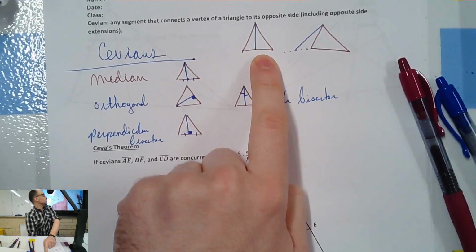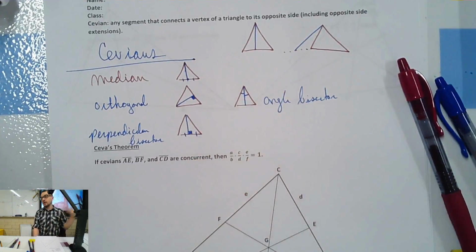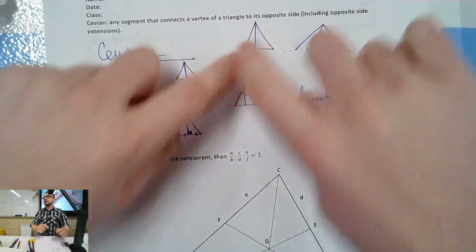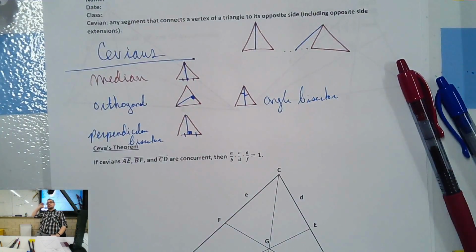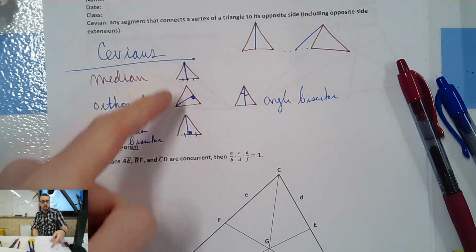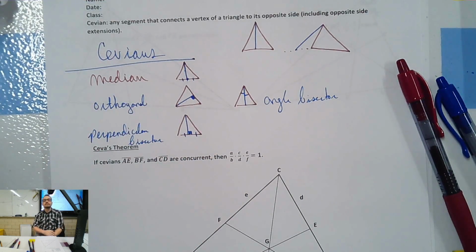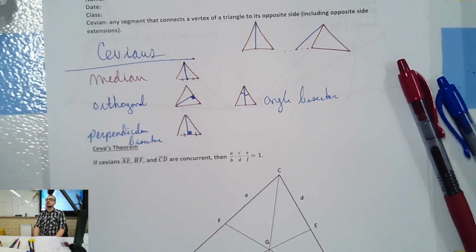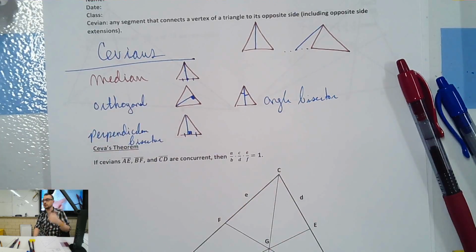This cevian right here, we don't know whether it bisects the side, we don't know what angle it hits at, we don't know if it cuts these angles in half, it's just some kind of line, right? A cevian's just basic. And that's okay. You can be basic. These are just more specific kinds of cevians, right? So what we're going to do is talk about something that's true for all cevians. It doesn't matter if they're special or if they're just basic, okay?